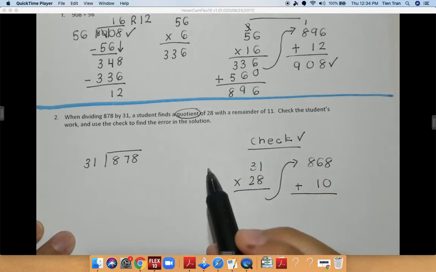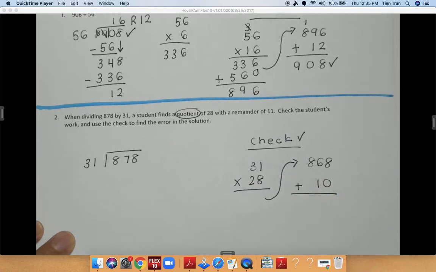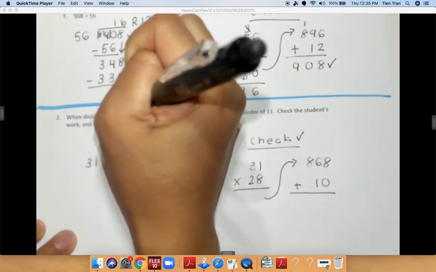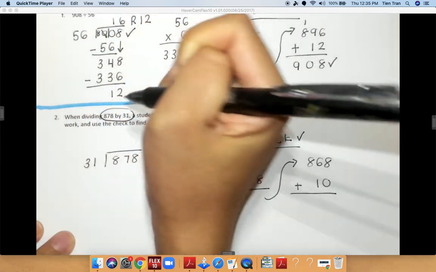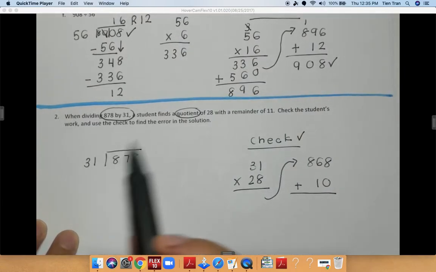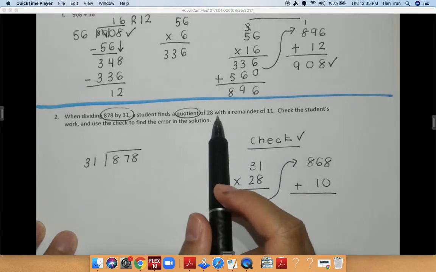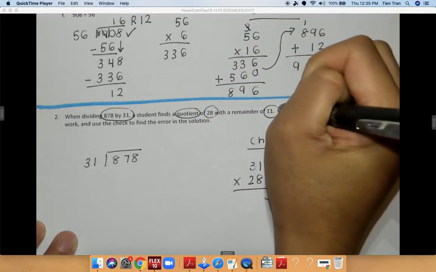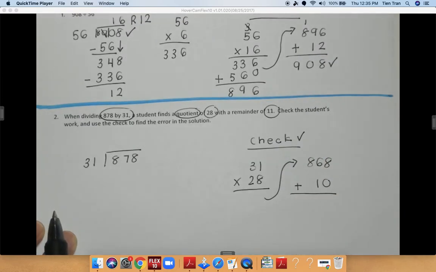So first things first, I'm going to picture in my head, what is the story? The story is they are dividing numbers. They're dividing these two numbers right here, 878 and 31. So I set up my problem, 878 and 31. Now, I know that my answer is going to be 28 with a remainder of 11, but I don't know quite yet. I need to make sure that the student's work is correct to make sure that they actually got the right answer. So now I'm going to try.